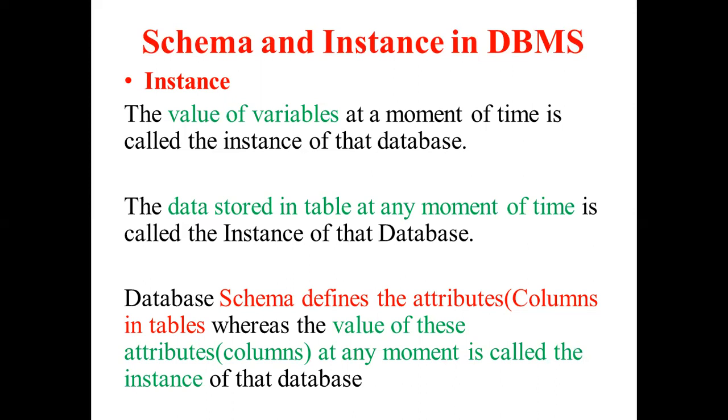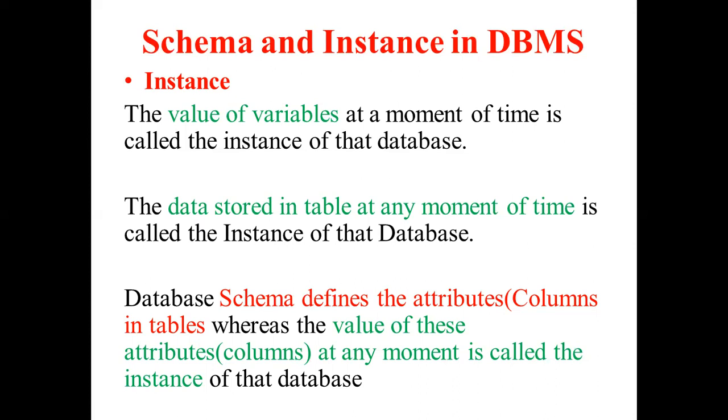Some are leaving the bus, some are entering the bus, some are moving from one seat to another seat. That is the arrangement; that movement is going to change for each and every instance of time. That is called an instance in the DBMS. The value of a variable at a moment of time is called an instance of that database.